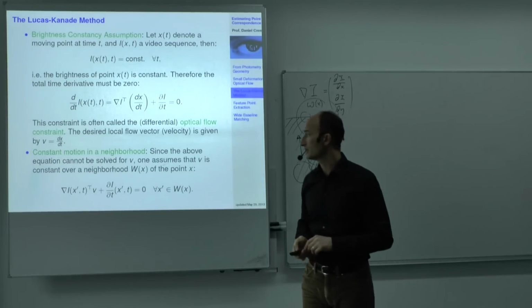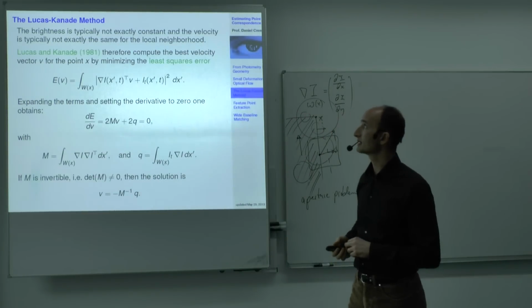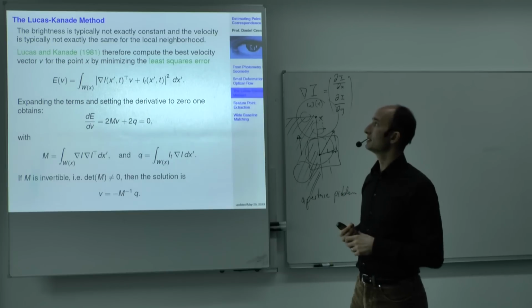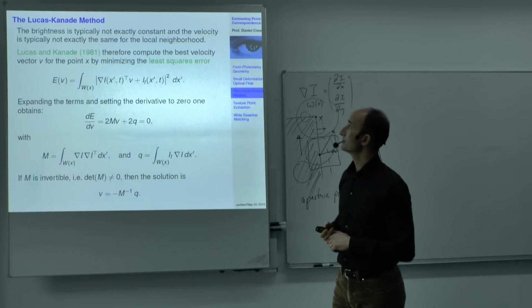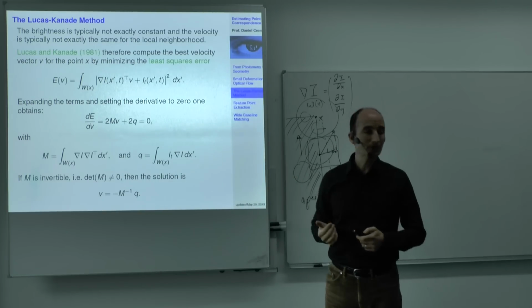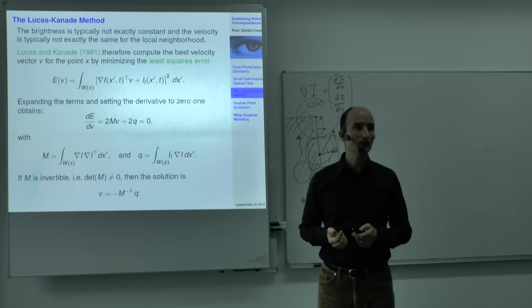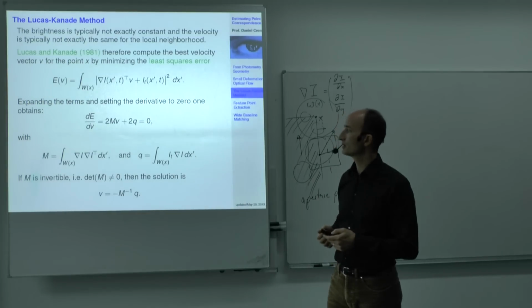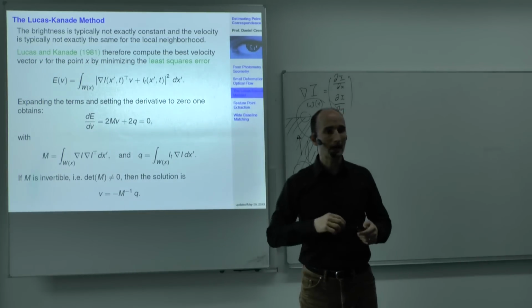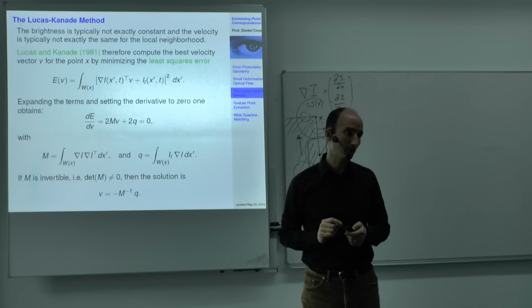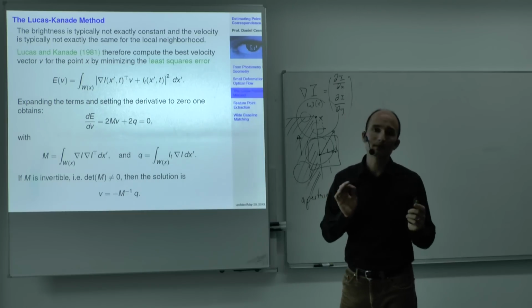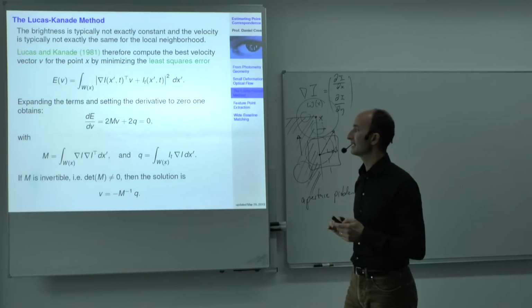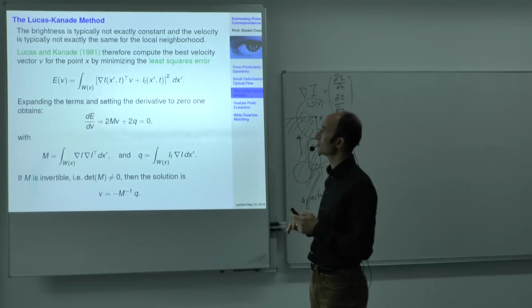But what you can do, and this was done by Lucas and Kanade, and to some extent in a similar fashion by Horn and Schunck in '81, is to say, well, it's not exactly zero, but we assume it's close to zero. And what we do is we try to find a velocity vector such that the constraint is as best fulfilled as possible. Now, what that means as best as possible is again a matter of technicalities, and there are different choices to do that.